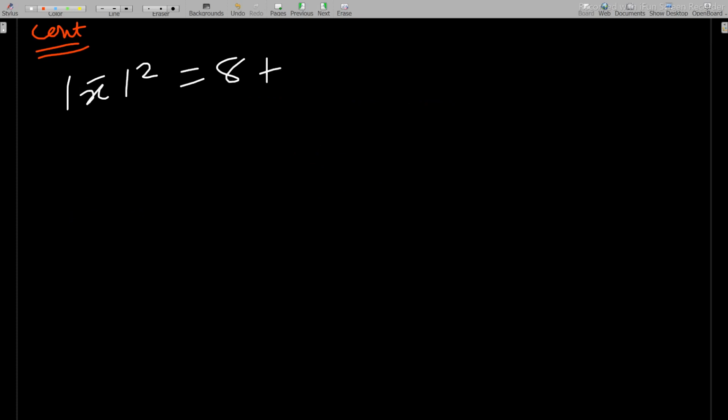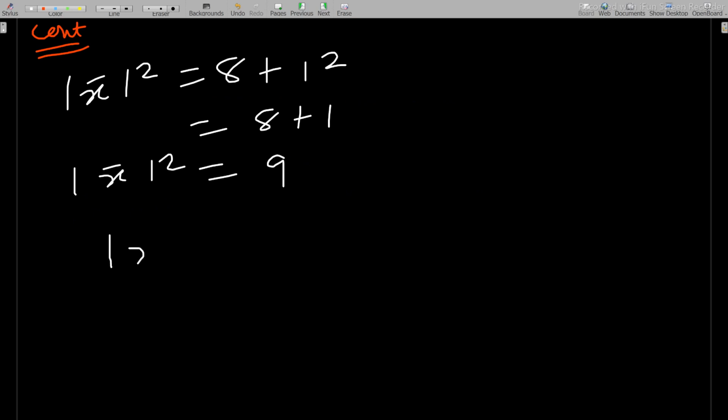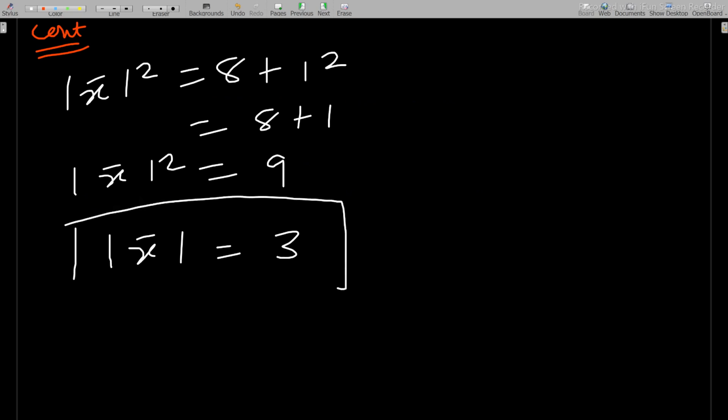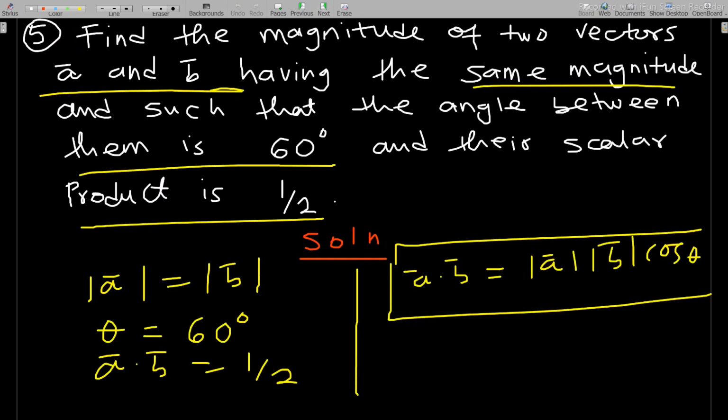So this is the solution to the question. Now you go to the last question for the day. We are saying to find the magnitude of the two vectors a and b, having the same magnitude and such that the angle between them is 60 degrees and their scalar product is that. So the magnitude of a is the same as the magnitude of b, theta is 60 degrees, and a dot b is half. This solution will be very simple.